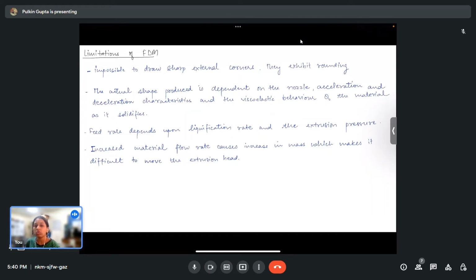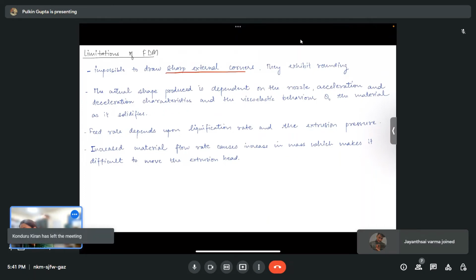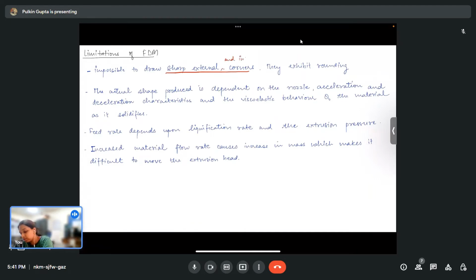Now, what are the limitations of this FDM process? It is impossible to draw sharp external corners or internal corners as well. Why is this so? They always exhibit rounding. Any feature that is smaller than the nozzle diameter cannot be made, and there is always a rounding.